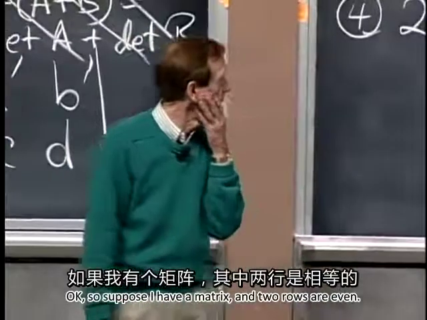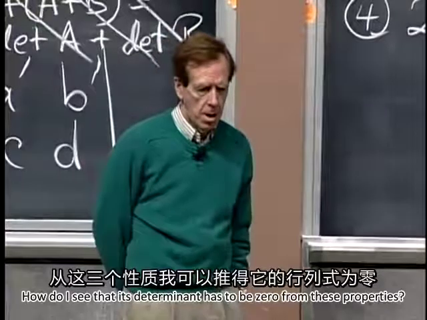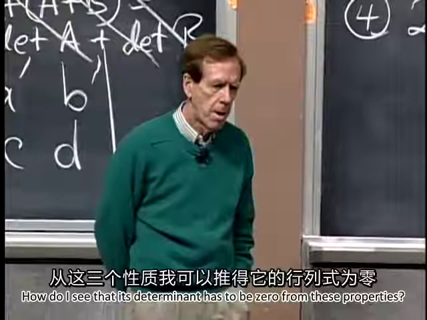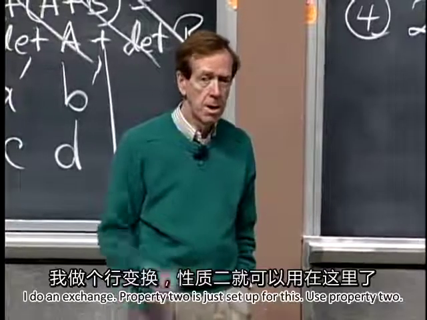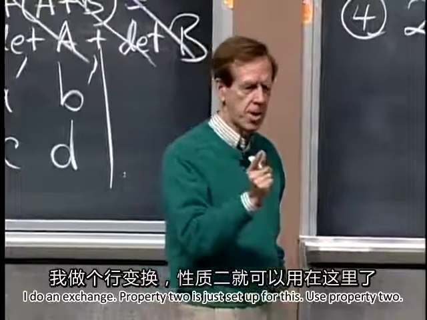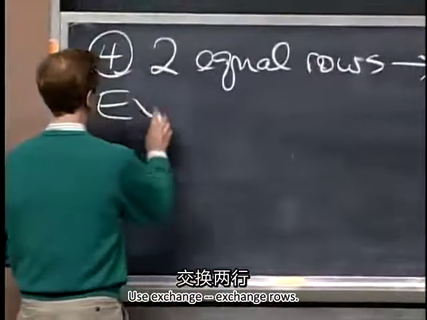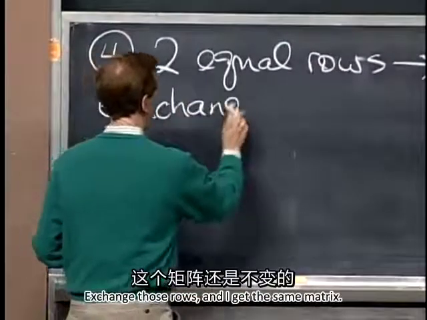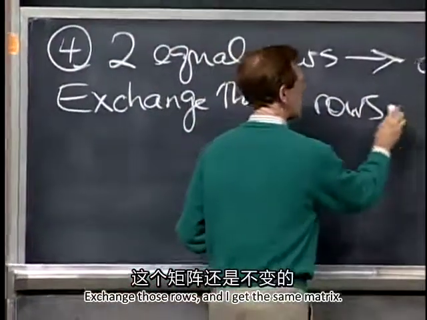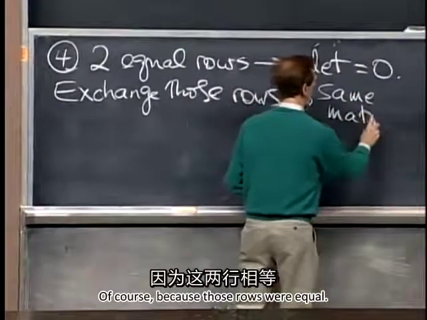Okay, so suppose I have a matrix, and 2 rows are equal. How do I see that its determinant has to be 0 from these properties? I do an exchange. Property 2 is just set up for this. Use property 2. Use exchange rows. Exchange those rows. And I get the same matrix. Of course, because those rows were equal.